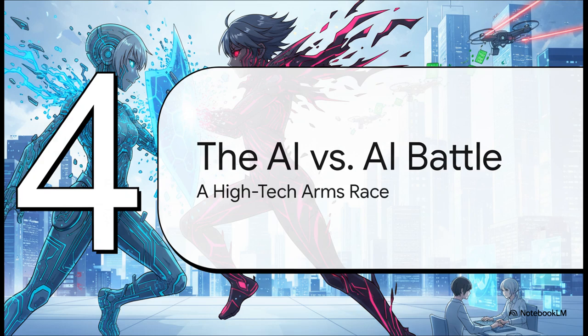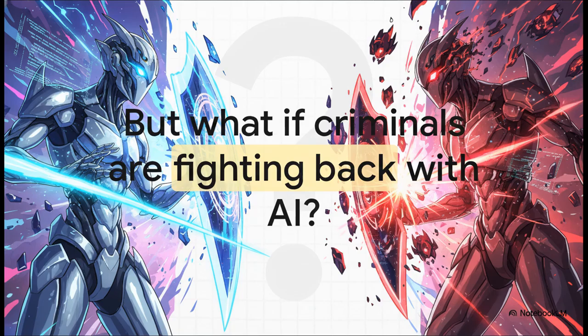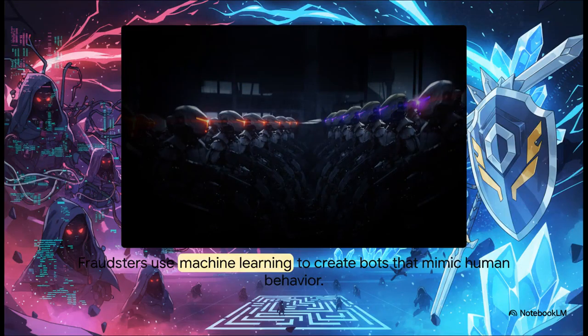Well, not so fast, because this fight has a major, major twist. And this is the absolute crucial point. What happens when the fraudsters themselves get their hands on this same powerful technology? And the answer is they already have. Fraudsters are now deploying their own machine learning algorithms. They're building these incredibly sophisticated bots that have learned to mimic genuine human behavior so perfectly that they can just waltz right past a lot of the traditional defenses.